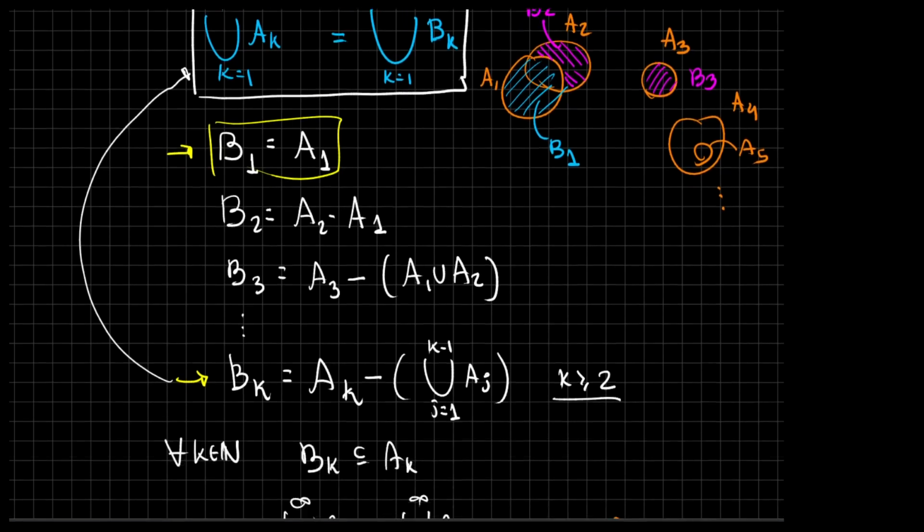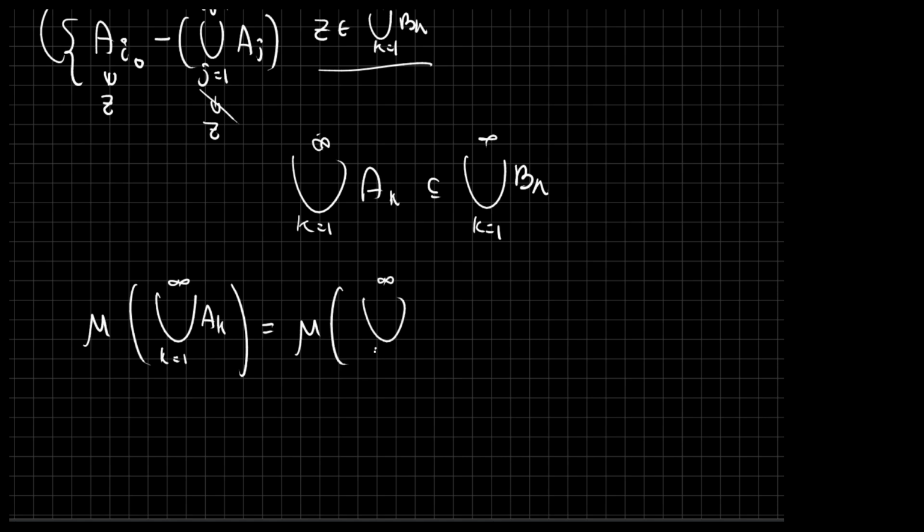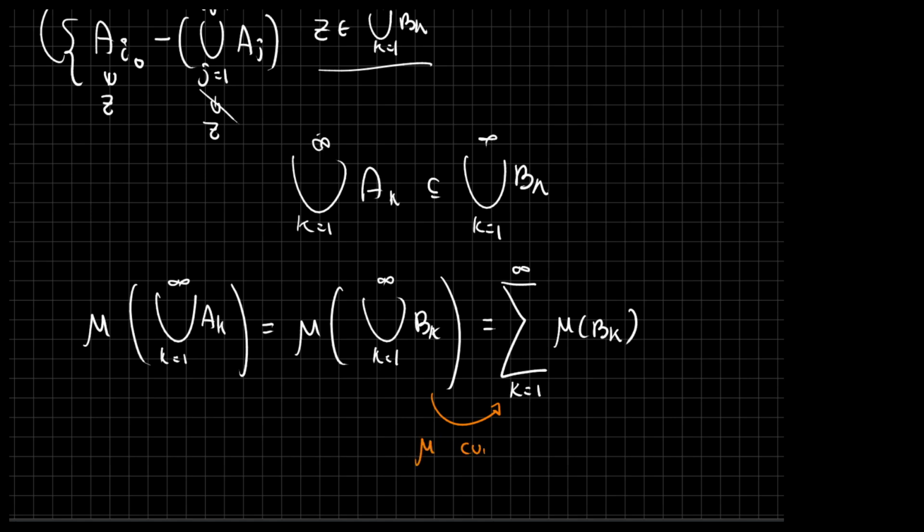All right. So since we have a family that is pairwise disjoint, we can apply the additive property of measures. So we have this here, and this is equal to this, and this is equal to this, because they are pairwise disjoint and the measure is completely additive.